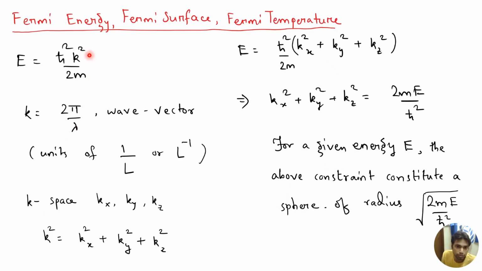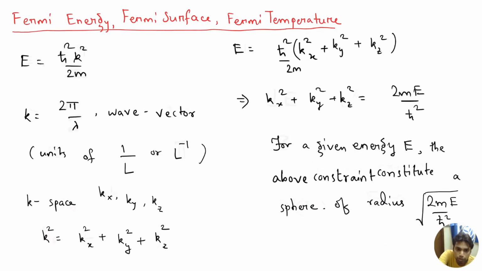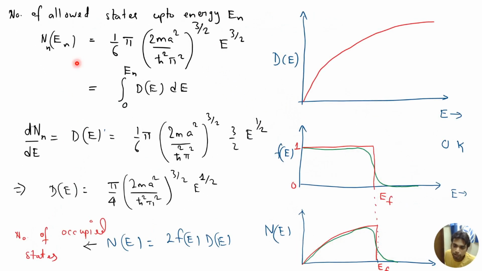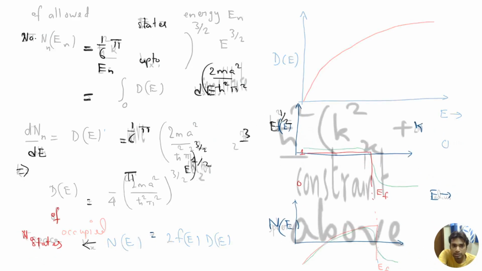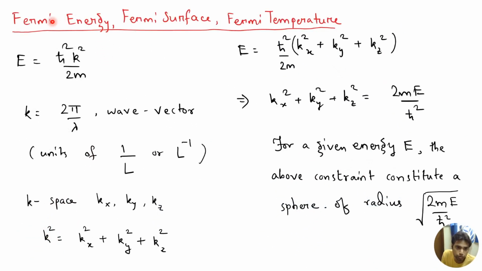Now the Fermi energy, we know what a Fermi energy is. At 0 Kelvin, it is the highest occupied state, or the energy level at which the probability of occupancy is exactly 1 by 2 at some finite temperature. That is your Fermi energy. Based on this Fermi energy, we are going to look at some other parameters. We have E equal to h bar square k square by 2m, that we already know.